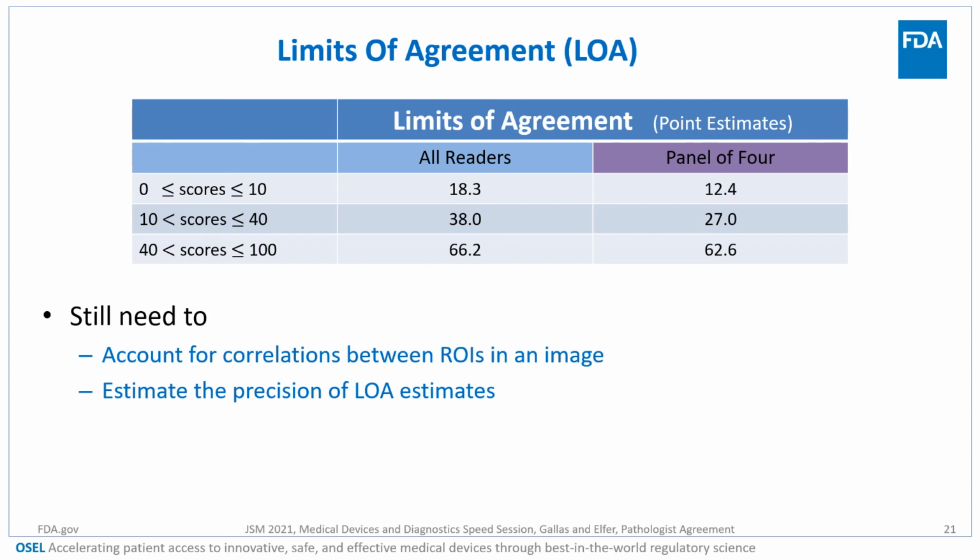Before moving from this slide, I want to point out two things on our to-do list. The ROIs are nested inside the images, creating a potential for correlation. We still need to account for this correlation. Additionally, we need to estimate the precision of the limits of agreement estimates. We need confidence intervals for these results, and we're working on these methods.